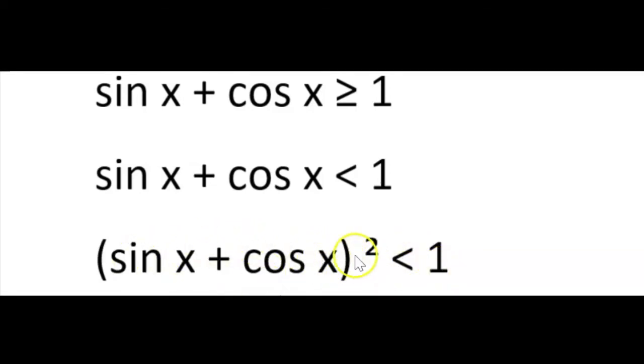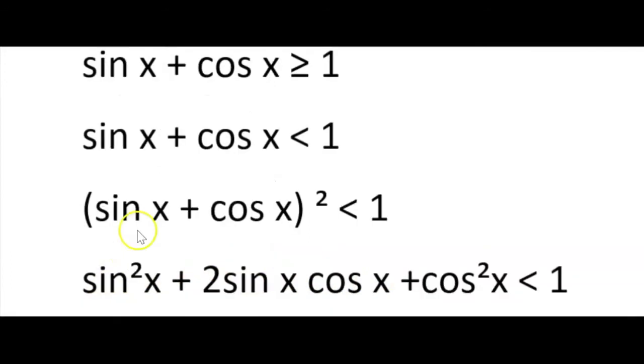And then if we expand the brackets, sin x plus cos x times sin x plus cos x means we'll get sin squared x, we'll get a sin x cos x and another sin x cos x, we'll have 2 sin x cos x, and we'll have a cos x times cos x, cos squared x. If we square the 1, then this is all less than 1.